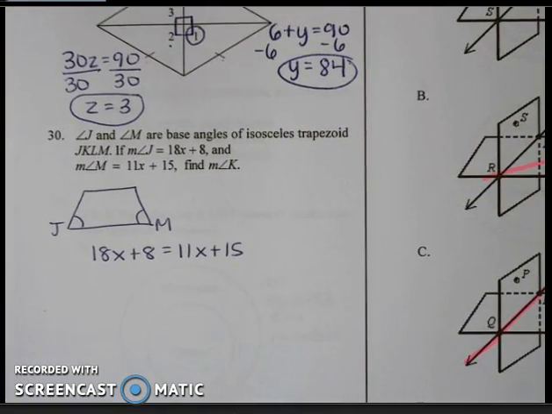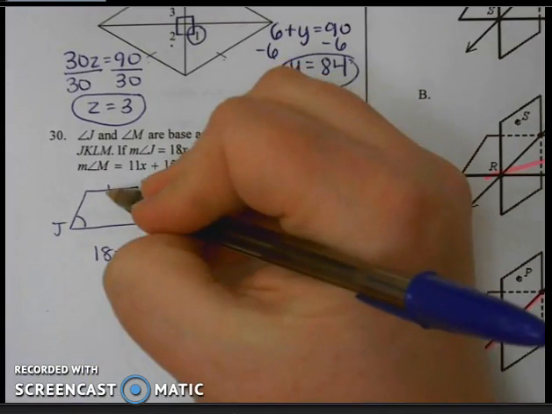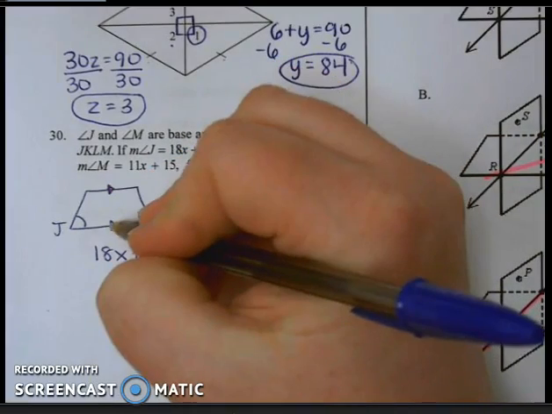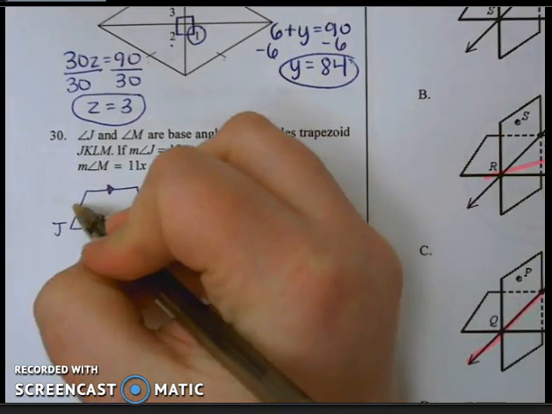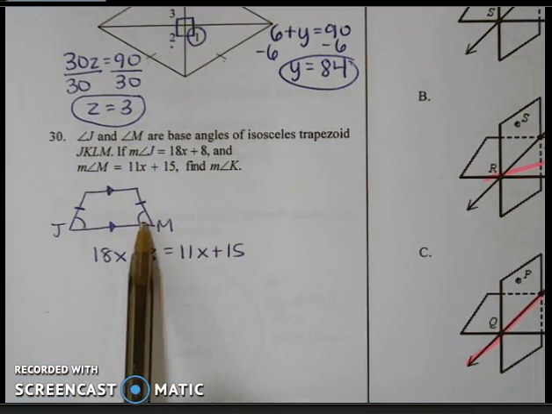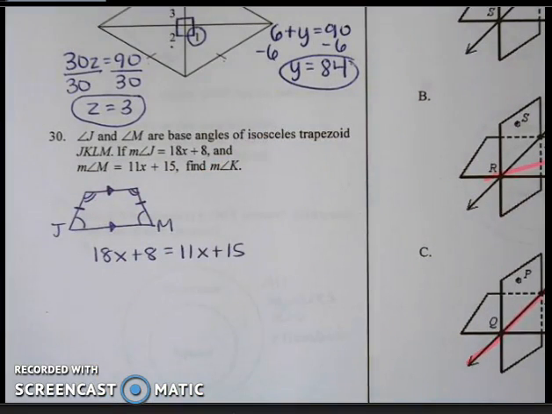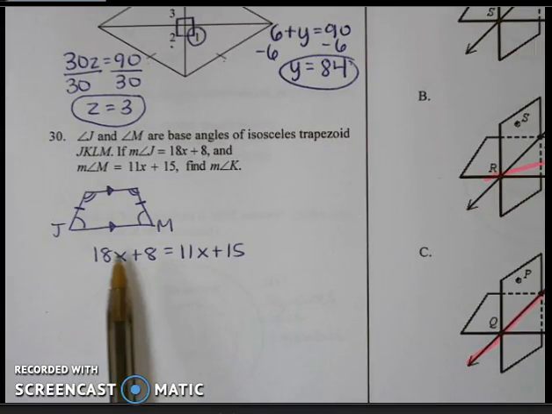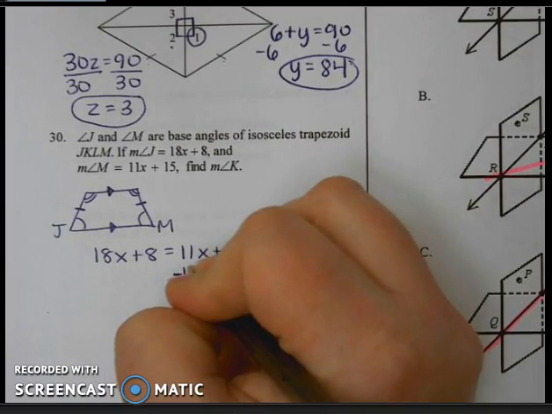Number 30. Angle J and M are base angles of an isosceles trapezoid. So trapezoids mean we have only one set of parallels, and isosceles means that these legs are the same length, which also means our base angles are congruent, meaning angle J and M are congruent, and so are this pair of base angles. So if things are congruent, that means their measures are equal. So I'm going to set those two angle measures equal to each other and solve.